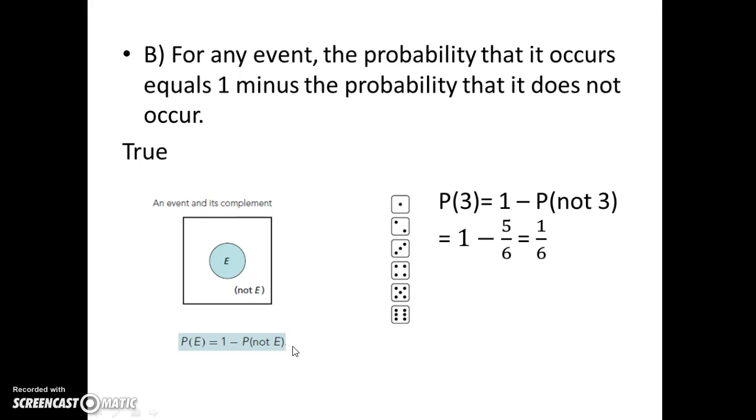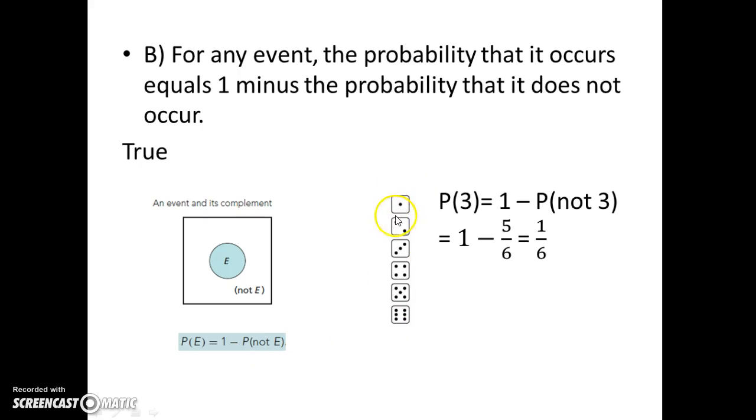The second statement, for any event, the probability that it occurs equals 1 minus the probability that it does not occur. That's true. How? Let's say that we have the event E here. The whole thing is always 1 for the probability. If this part is event E, the other part is not event E. If the whole thing is 1, to find this part, you just subtract the outside part from 1. That's going to give you the probability of event E. So the probability of event E is equal to 1 minus the probability of not E.